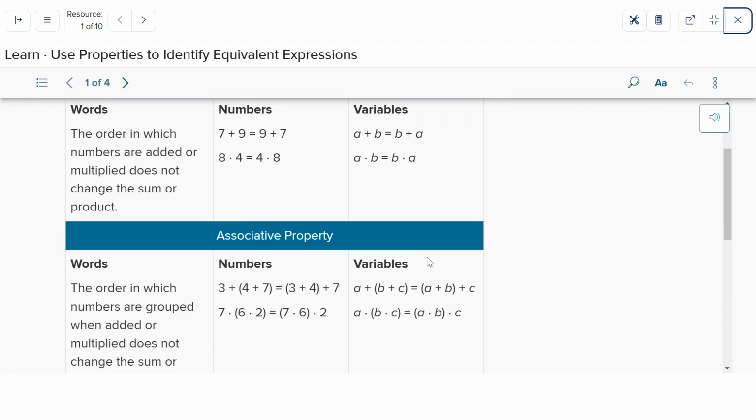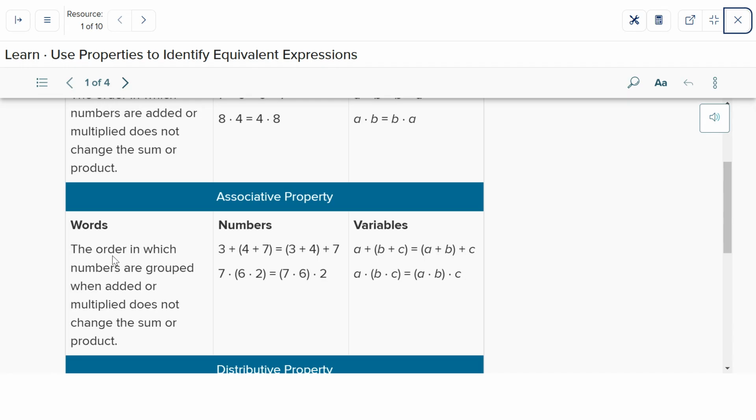The associative property is the order in which numbers are grouped when added or multiplied does not change the sum or product. So same thing as above, only this time we have some groupings here. In this case, if we have 4 plus 7 in parentheses, and then we've got 3 plus that outside, it's the same thing as adding if 3 plus 4 are in parentheses and the 7 is added on the outside. And that's true for the multiplication as well, and for the variables as well.